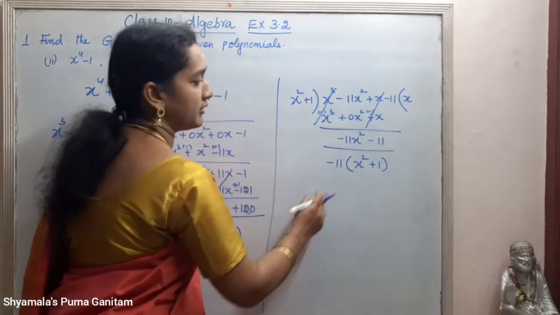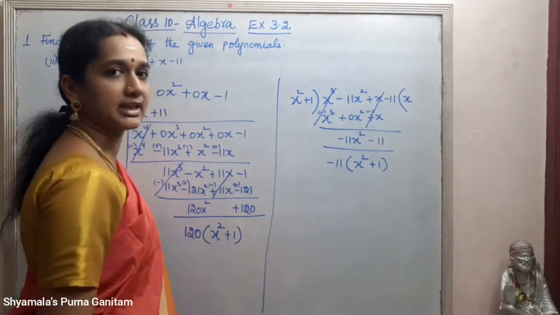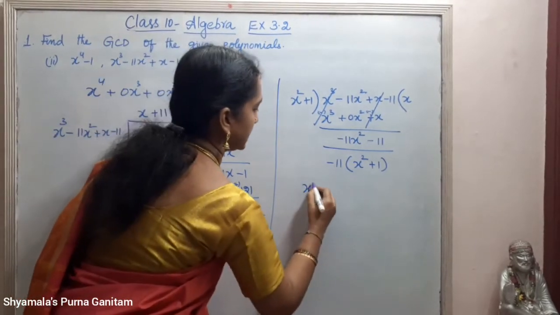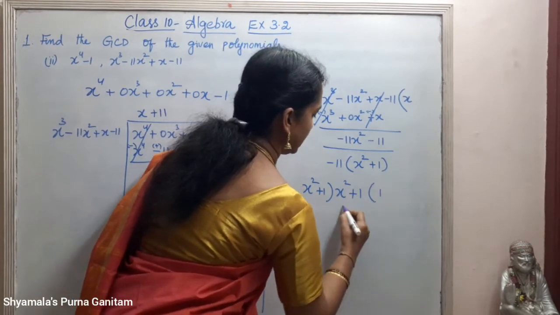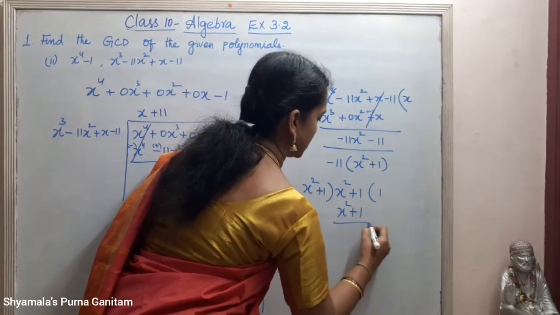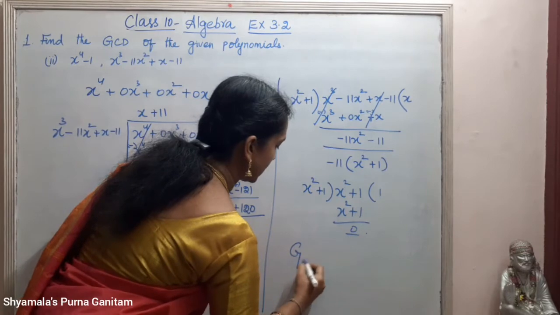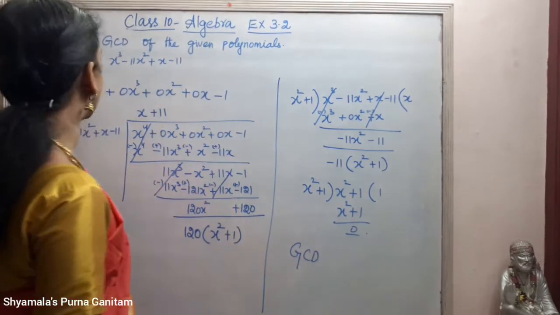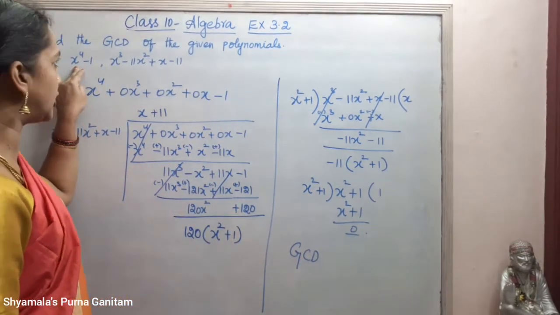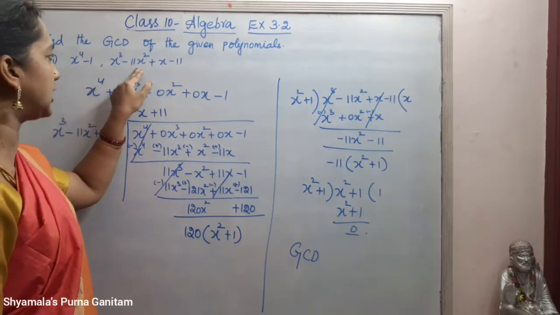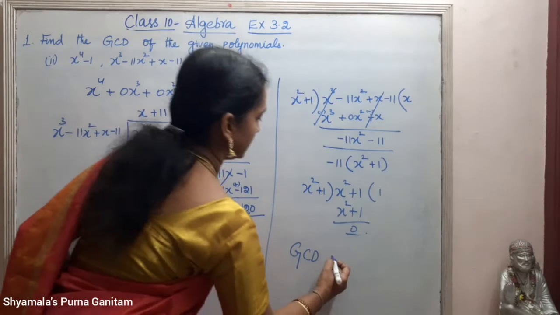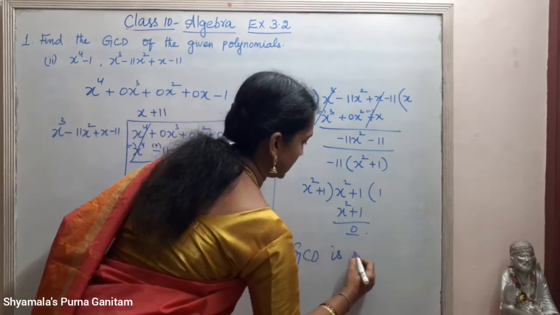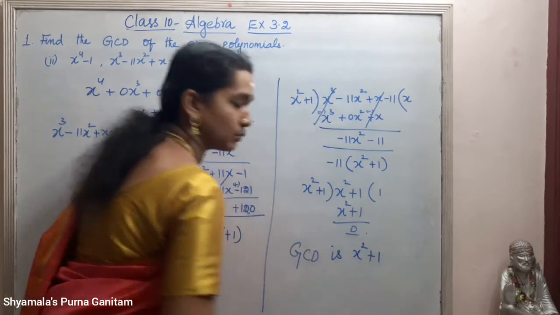Now we will divide this x squared plus 1 with this x squared plus 1. We will get 1 times x squared plus 1. So the GCD of the given two polynomials, x power 4 minus 1 and x cube minus 11x squared plus x minus 11, is x squared plus 1.